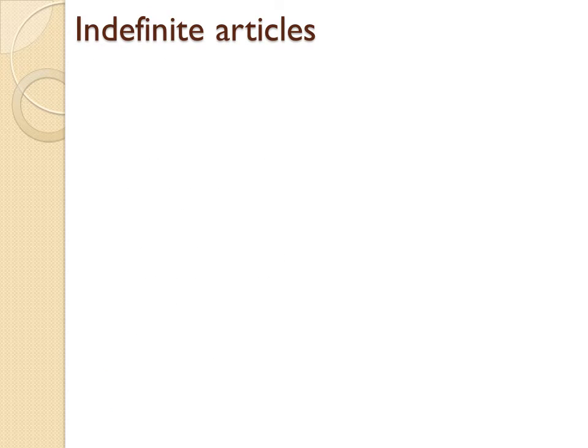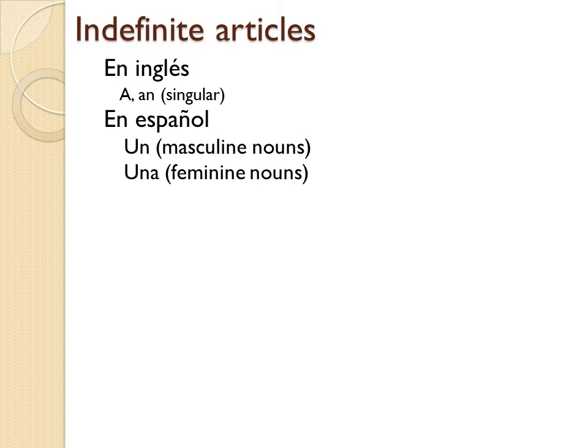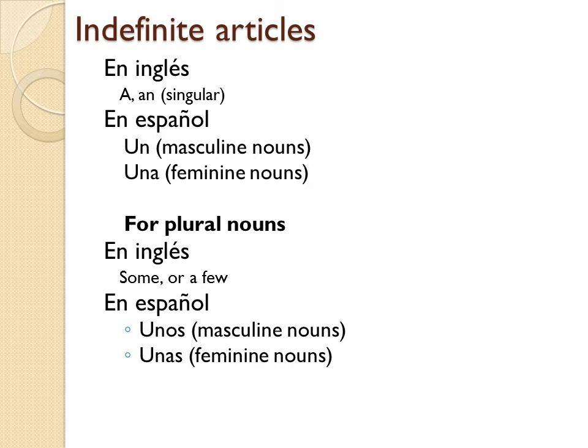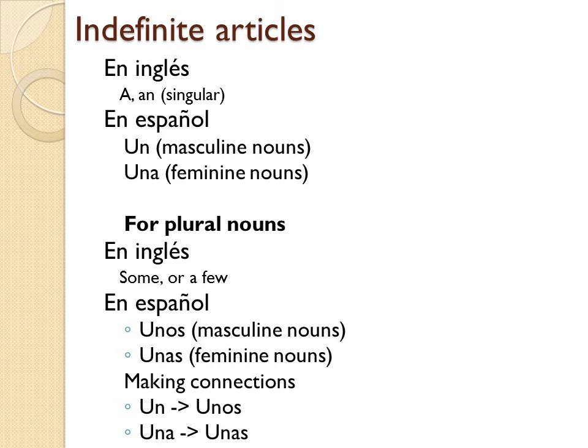Right? Indefinite articles. In English, the singular ones are a or an. We know that has to do with English grammar. En español, masculine, un, feminine, una. The plural ones. In English, there's going to be some or a few. That's another way to look at it. En español, unos for masculine nouns, unas for feminine nouns. Right? And again, make the connection. The plural of un is unos, and the plural of una is unas.